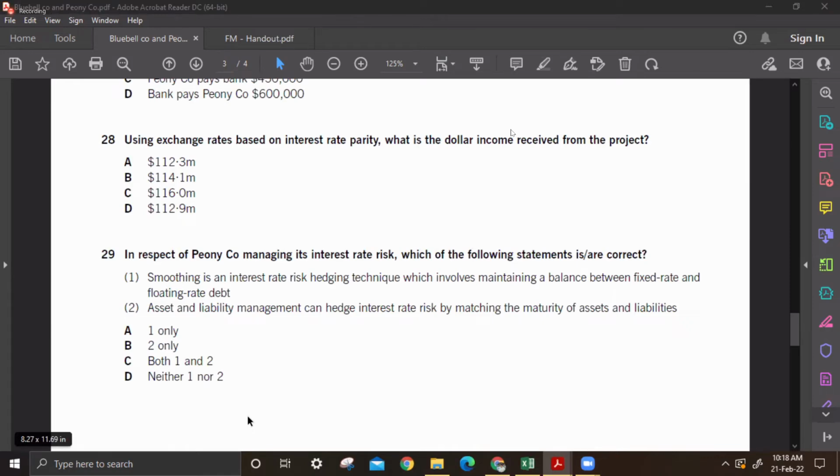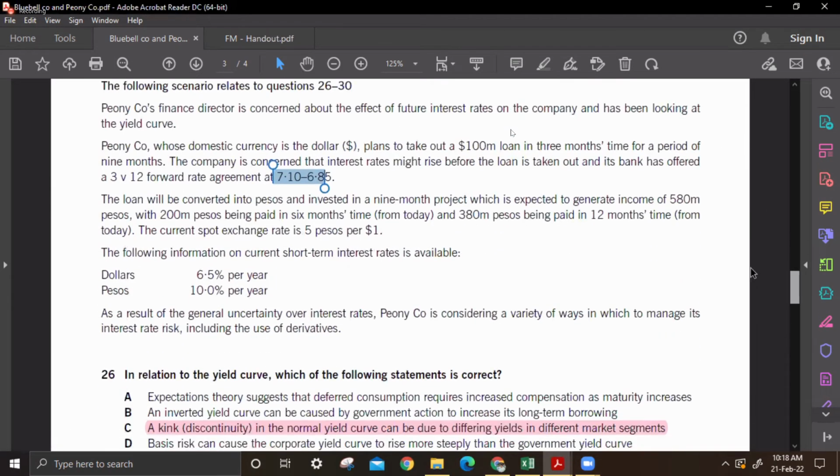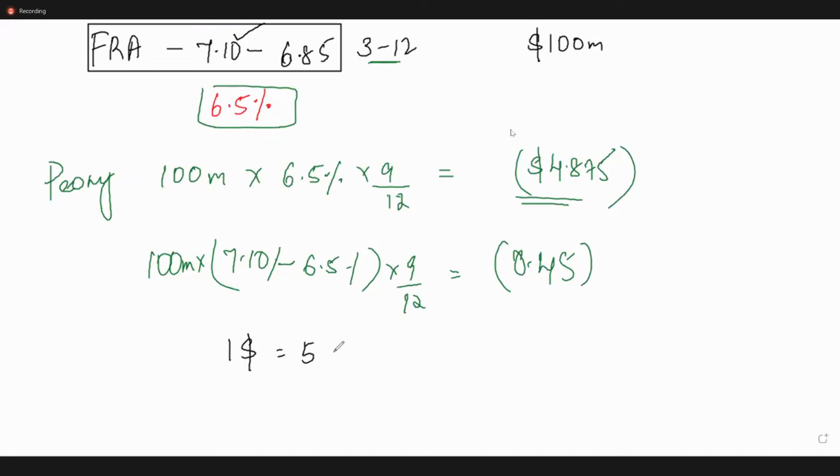So first of all, you have to calculate. If you're using interest rate parity theorem, they've given you the spot rate. How much is the spot rate? Spot rate is $1 is equal to 5 pesos. Right? $1 equals 5 pesos. This is the spot rate.